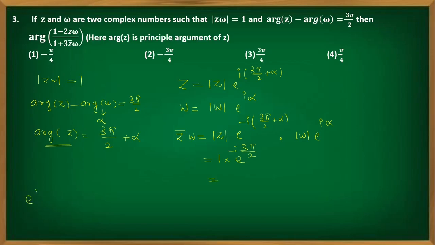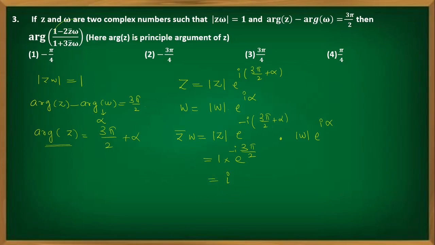Now what is e power i theta? You know, cos theta plus i sin theta. So what is e power minus i 3 pi by 2? If I write minus i theta, you get minus here. So cos 3 pi by 2 minus i sin 3 pi by 2. Cos 3 pi by 2 is 0 and sin 3 pi by 2 is how much? Minus 1. So at the end you are going to get i. So what is Z bar W? Z bar W value is i. Understood?